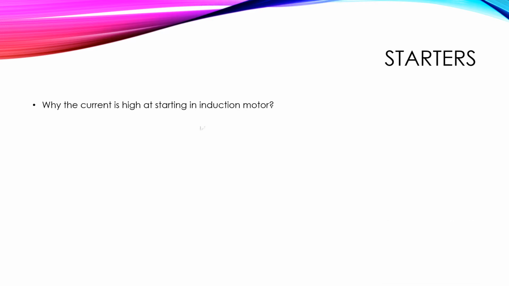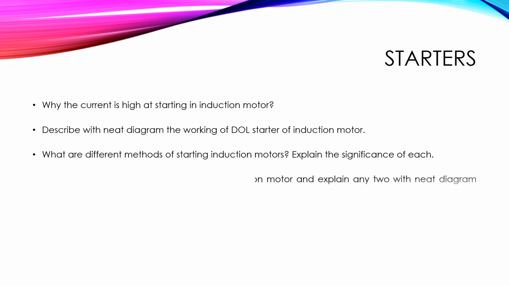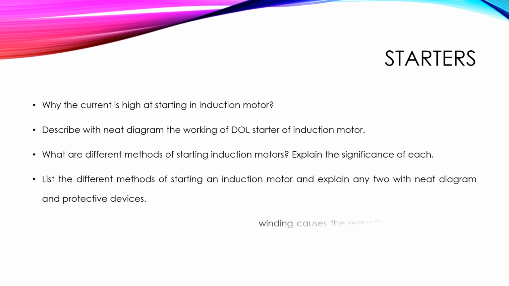So the probable questions that may be asked on the starters are: why the current is high at starting in induction motors? Describe with neat diagram the working of dual starter of induction motor. What are different methods of starting induction motors? Explain the significance of each. List the different methods of starting an induction motor and explain any two with neat diagram and protective devices. Justify that at starting the star connected stator winding causes the reduction in voltage applied across the stator windings.